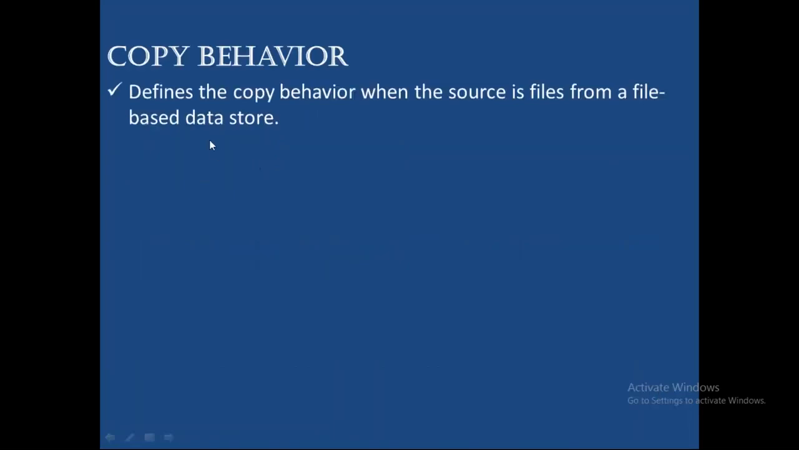Okay, so I have given example, so that's why you see now. Define the copy behavior when the source is files from a file-based data store. What it means is you are trying to copy data from data stores which will store the files. Example, you cannot use these options for your SQL database and tables, other things. But you can use these copy behavior options whenever you are copying the files.